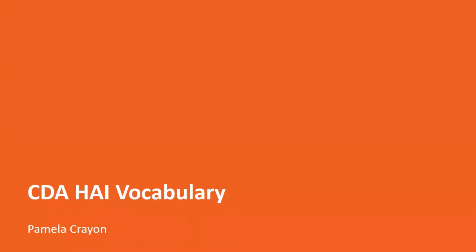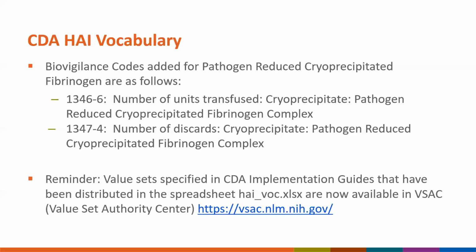Thank you, Hamna. So we did have some updates to our CDA-HAI vocabulary. We added the biovigilance codes for the pathogen-reduced cryoprecipitated fibrinogen as follows. We added 1346-6, which will be our number of units transfused, and 1347-4, which is the number of discards.